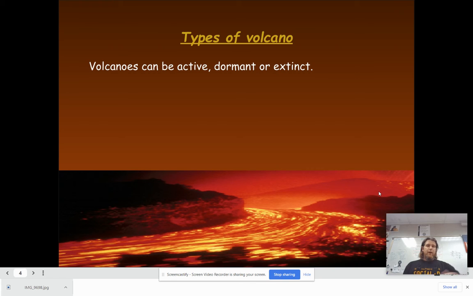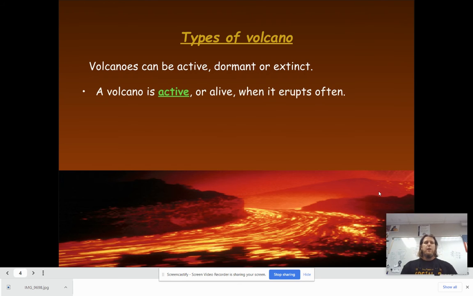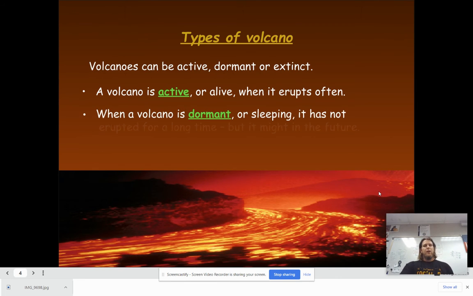So you may have heard like, this volcano is active or dormant or extinct, and it's important for us to differentiate between those ones. So an active volcano is one that is sort of alive. It erupts often or regularly, or they can monitor below it to see that it still has activity going on beneath the surface.